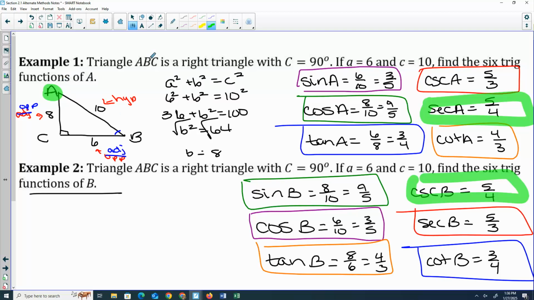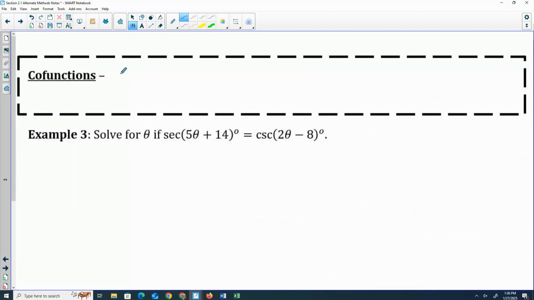What kind of angles are A and B? They're in a right triangle, and this is 90 degrees. So what do A and B add up to? 90. So A and B are complementary angles. Well, this is a property called cofunctions. So cofunctions are equal when the angles are complementary.